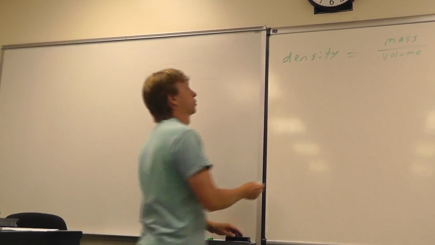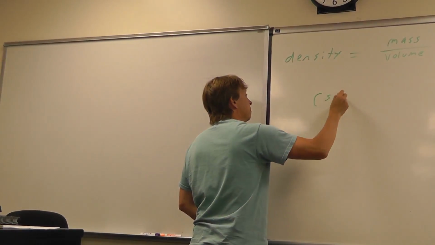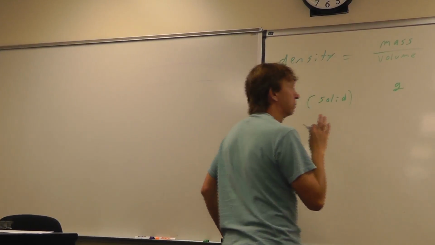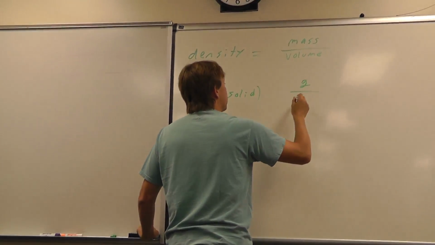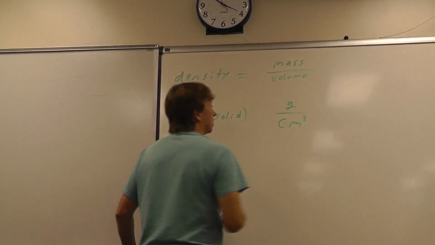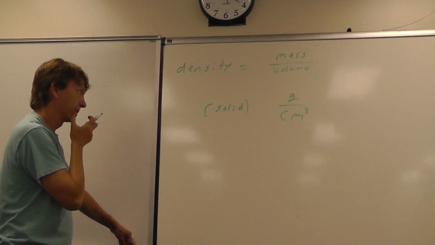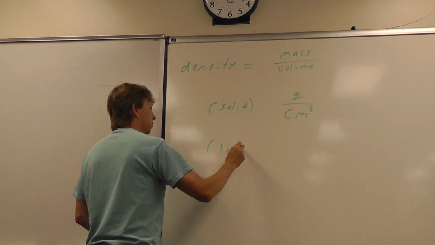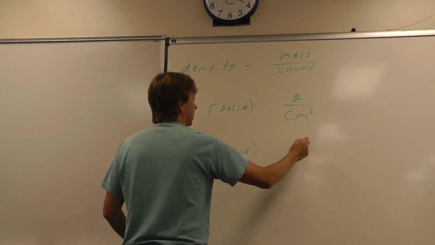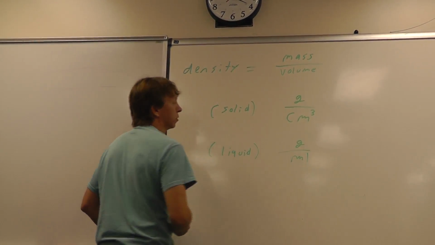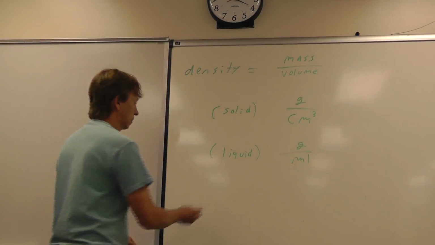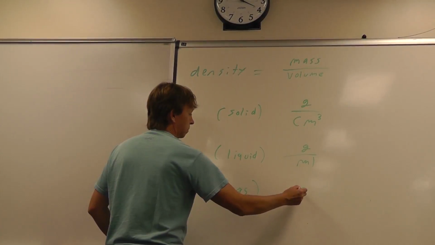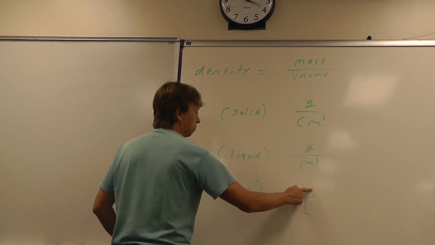Now, typical units, if you're measuring a solid, now this is typical, not always, but generally it's going to be grams per centimeter cubed. It won't always be that, but it's usually that. If you're working with a liquid, it's typically grams per milliliter. And if you're working in gas phase, it's generally grams per liter.